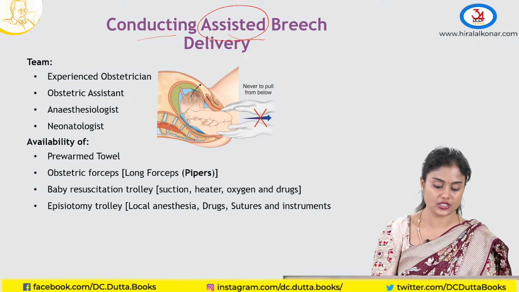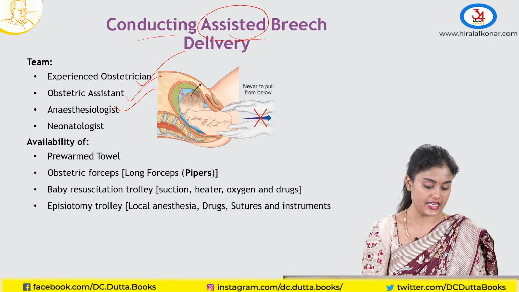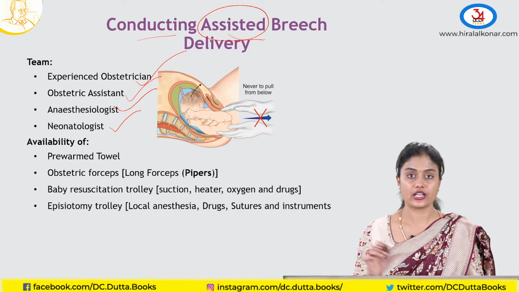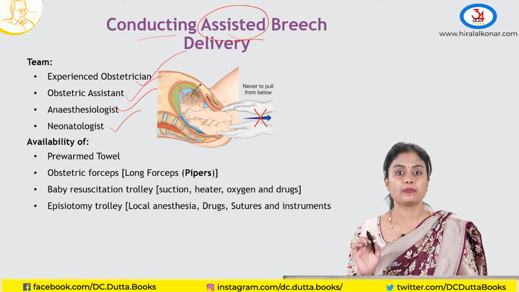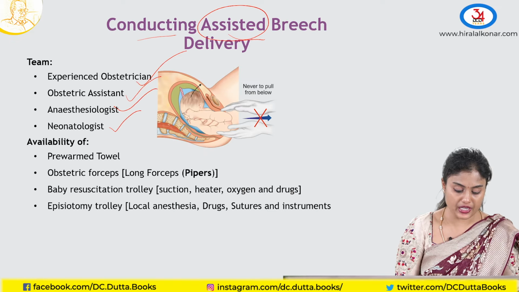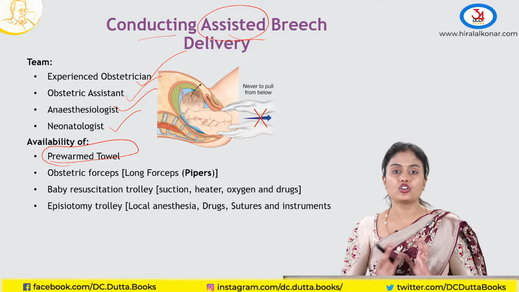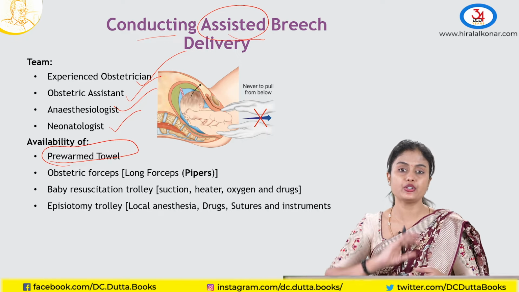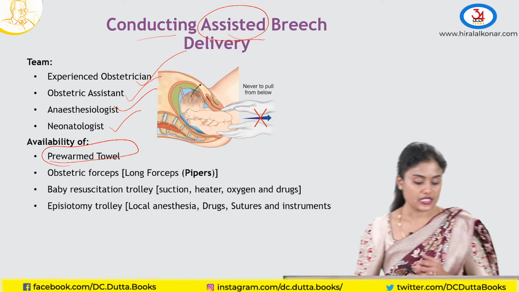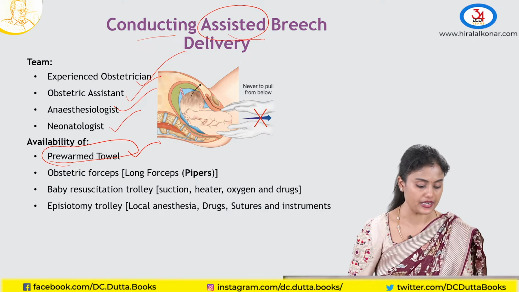You should have an expert obstetrician, obstetric assistant, anesthesiologist, someone to give emergency cesarean section, and a neonatologist. As we already told, most of these babies have a low Apgar and need NICU monitoring. Keep a pre-warmed towel available, because the body is delivered first and it should not go into hypothermia. Once the body is delivered, cover the baby with the towel, so that hypothermia is prevented.